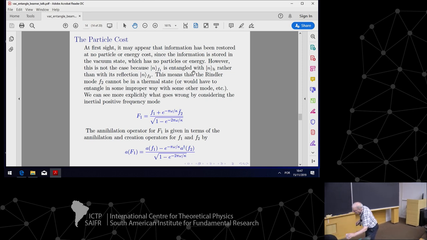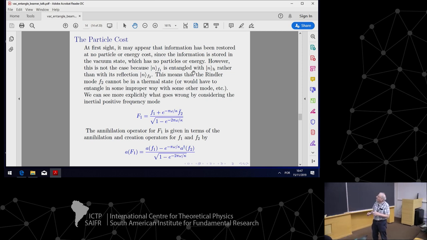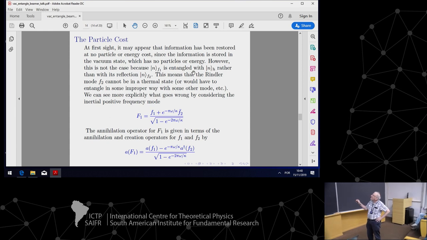Now, there isn't that much time in the remainder of the talk, but the main point was to explain this model. The rest of this will be relatively easy. There's one more calculation that will have to be done with that. So you might think, as I've just said, that this is a kind of cost-free way of getting the information out.